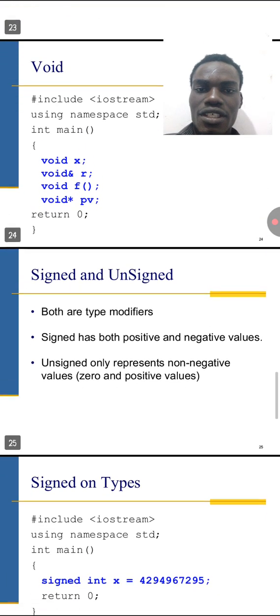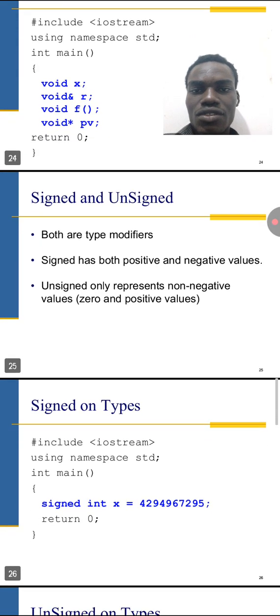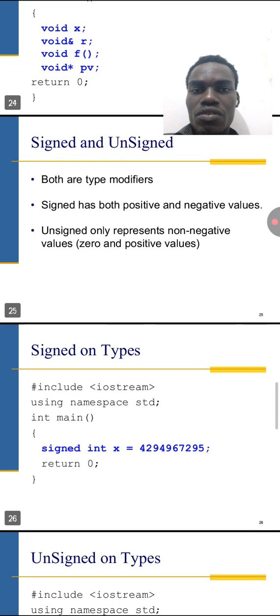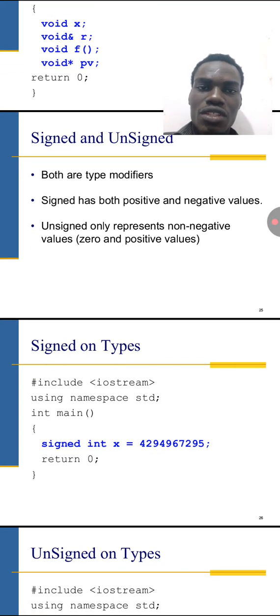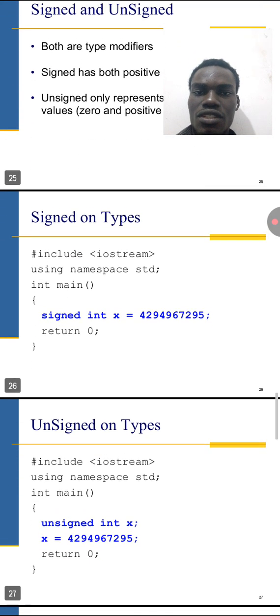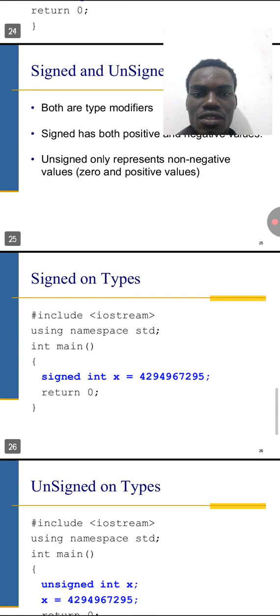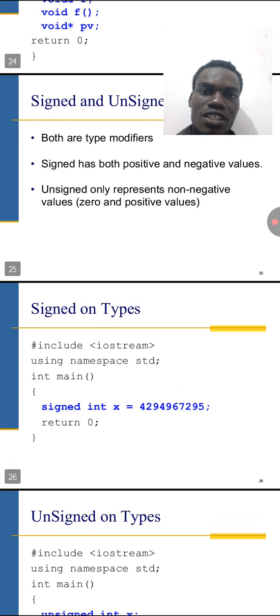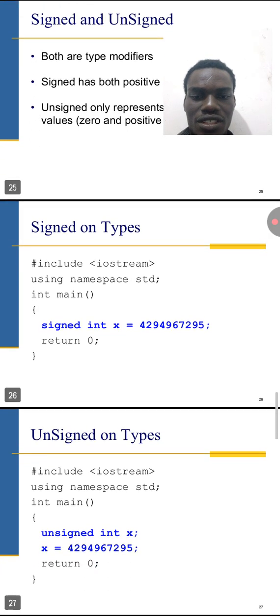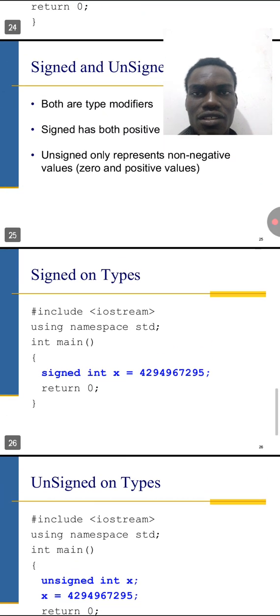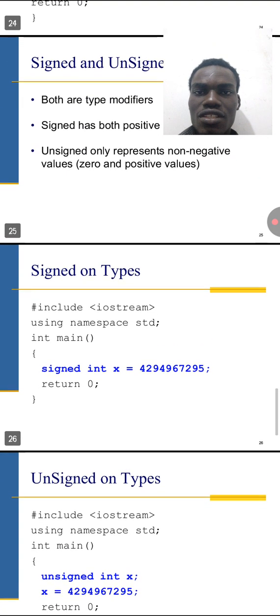we are going to also look at the signed and the unsigned. So both are type modifiers. Signed has both positive and negative values, and the unsigned only represents non-negative values. So, signed types: the signed has both positive and negative, as you can see. Yes. And then the unsigned only represents non-negative values.